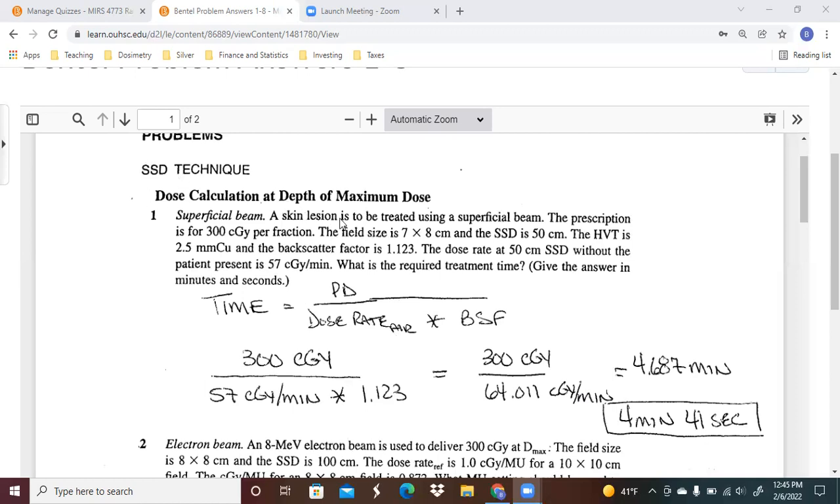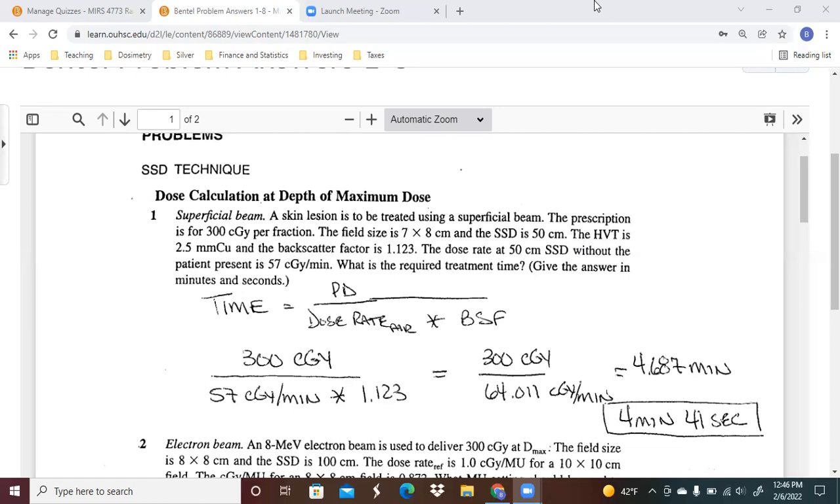So for a superficial beam, you've got a skin lesion that's to be treated using, obviously, a superficial beam. The prescription is going to be for 300 centigrade per fraction. The field size is 7x8, and the SSD is 50. The half value thickness is 2.5 millimeters of copper, and the backscatter factor is 1.123. The dose rate at 50 cm SSD without the patient present is 57 centigrade per minute. So what is the required time?